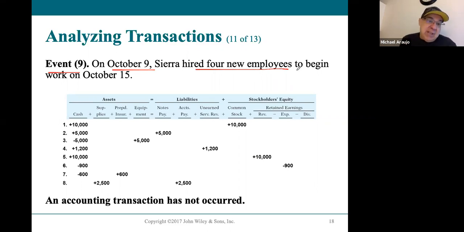And so I would say that this is not a transaction, because when you hire someone, you don't pay anybody up front. So no transaction occurred here. Doesn't matter how many people you interview or how many people you hire on a particular day. You're not paying them up front. Accounting only records financial transactions as they happen. So just because you hired employees and you promised to pay them X amount of dollars doesn't mean you record it. You only record it when you actually pay them.